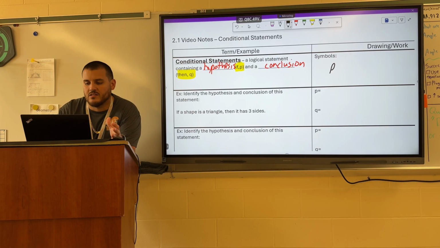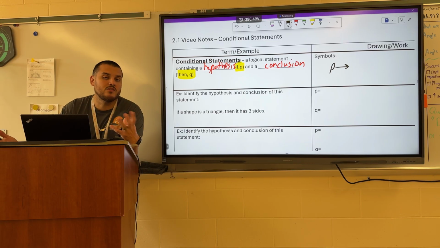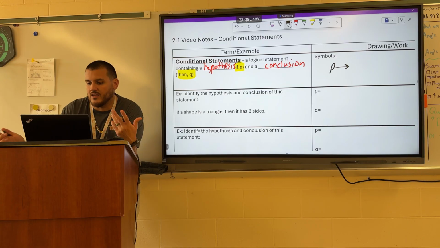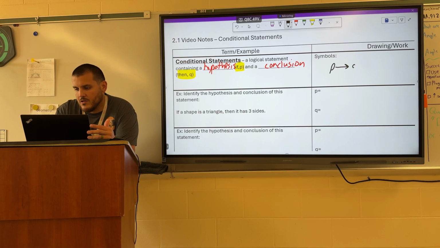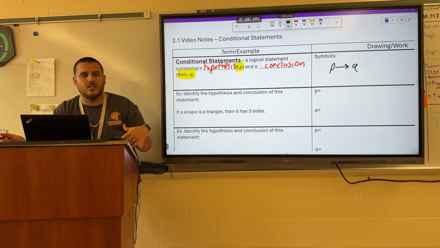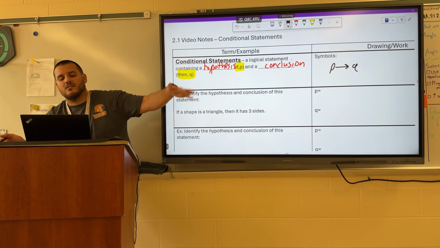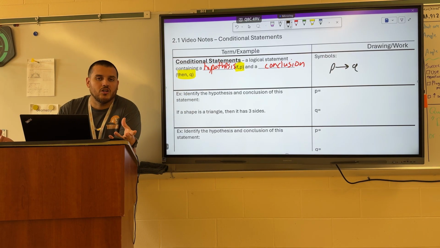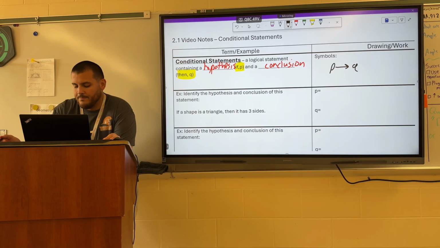So the way that we write that with symbols is P for hypothesis, then something happens for us, that would be logical thinking and reasoning, then we come to a conclusion. So that P with an arrow pointing to the Q shows a hypothesis to a conclusion. That's the structure of a conditional statement.